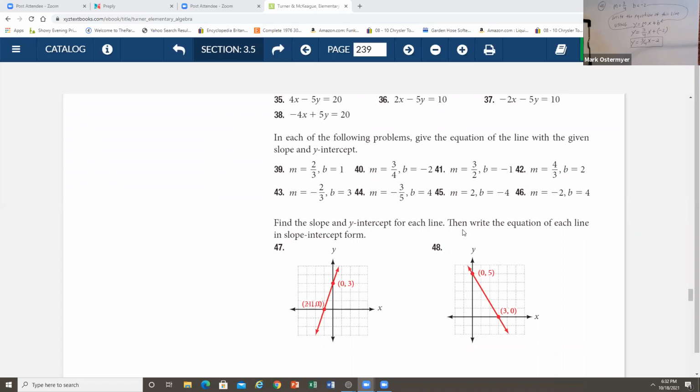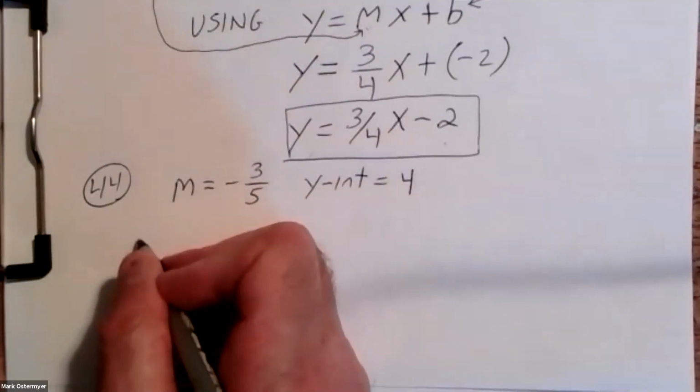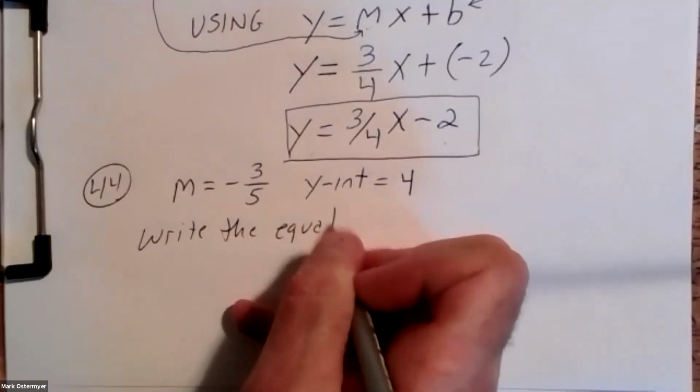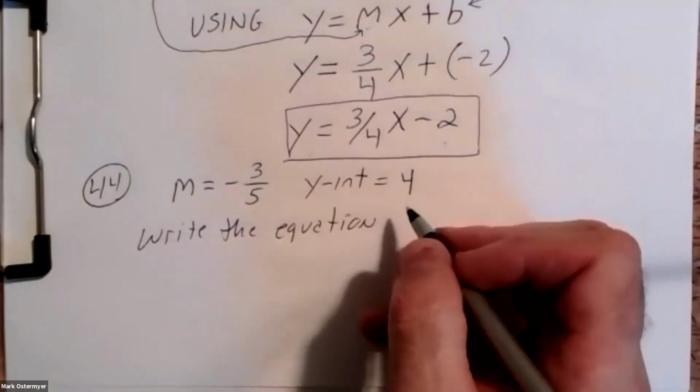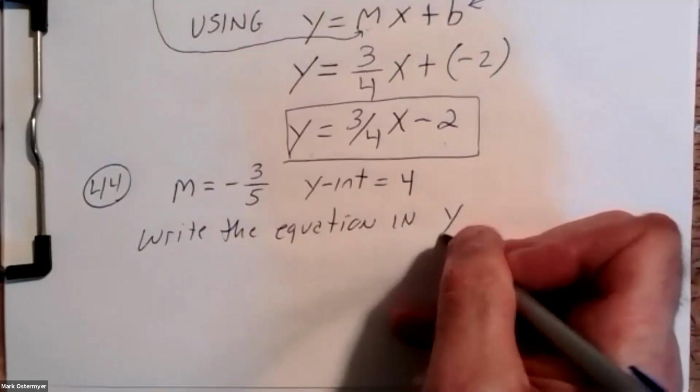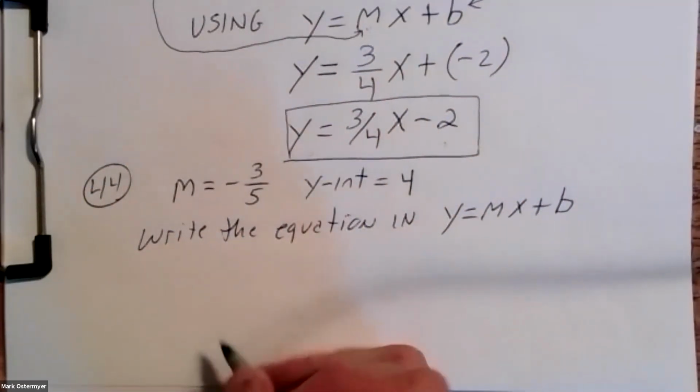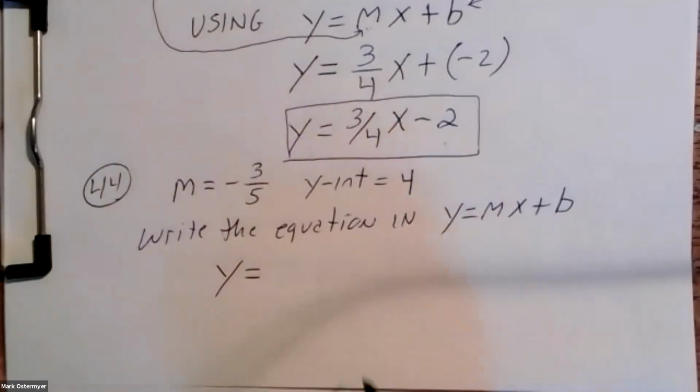How about number 44? They give you the slope of a line is -3/5, and they indicate that the y-intercept of the line is 4. They want us to write the equation of this line. So ladies and gentlemen, knowing the slope and the y-intercept, they want us to write the equation. They don't want us to graph this, notice, although we could. They just want us to write the equation in what form? Slope-intercept form. They want your final answer to be in that form. So here we go. y is equal to what? What drops in for my slope?